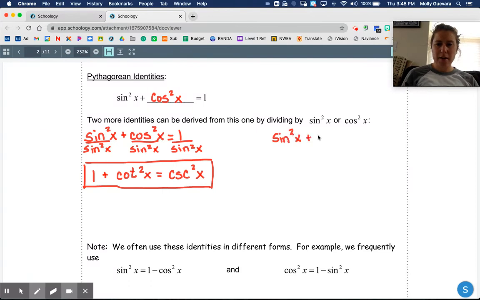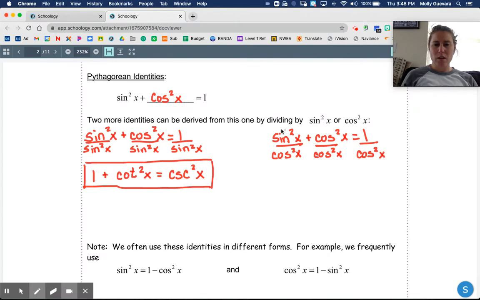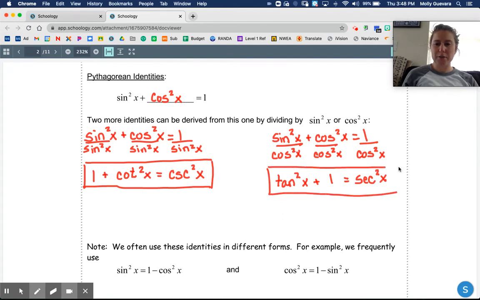is if I take my Pythagorean identity again, and then this time if I divide by cosine squared. So I'm going to divide, remember if you divide one thing by it, you have to divide every single term by cosine squared. So sine squared over cosine squared is tangent squared. Cosine squared over cosine squared is 1. And 1 over cosine squared is secant squared. So that is the other identity that can be derived.